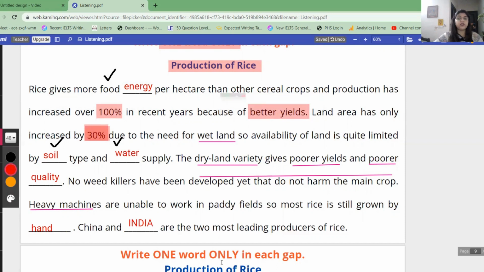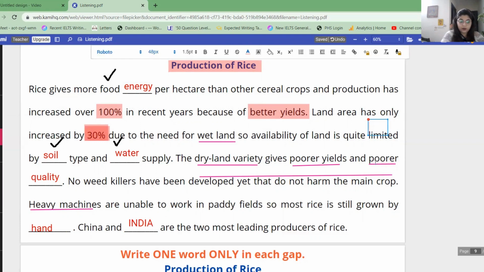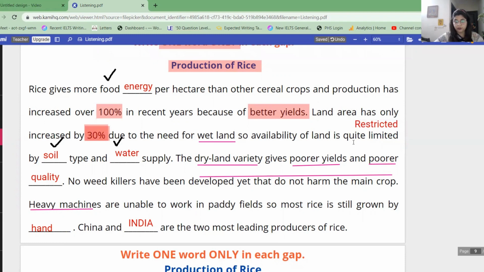Also, if you have noticed, they did paraphrasing. Like better yields, they said improved yields. Limited, they said restricted. Okay, so we need to take care of such things. Understanding the paraphrasing is very important so that you can relate with the things. Flooded land, instead of wet, they use the word flooded. Limited, restricted. Then they said for soil and water supply.